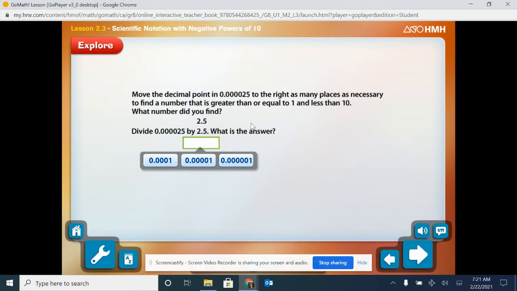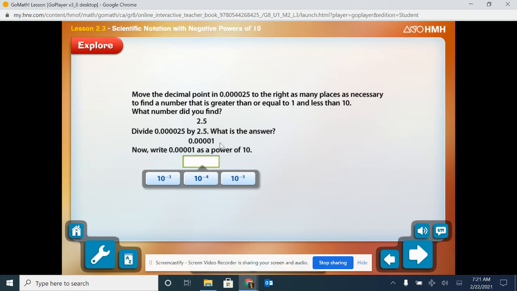Divide 25 millionths by 2 and 5 tenths. What is the answer? I can divide that, but I can also see how many places I moved the decimal: 1, 2, 3, 4, 5. So I moved it 5 places. This one has 4, no. This one has 5, yes, I think it's this one. This one has 6. So I'm going to go with the middle one. Correct. 25 millionths divided by 2 and 5 tenths is 1/100,000th.